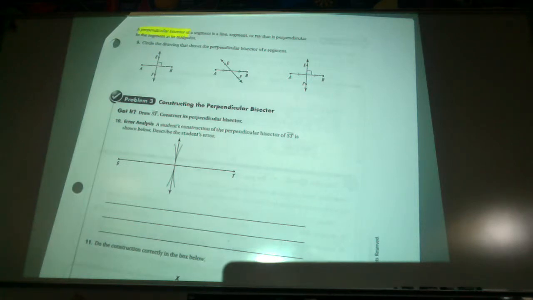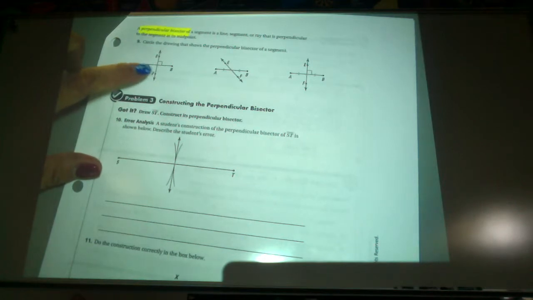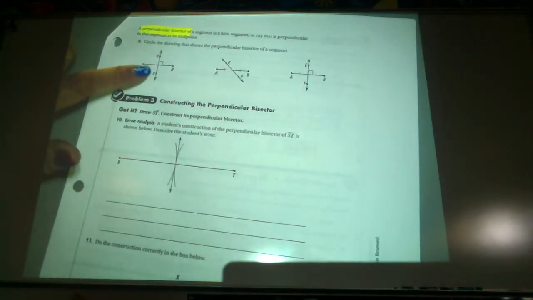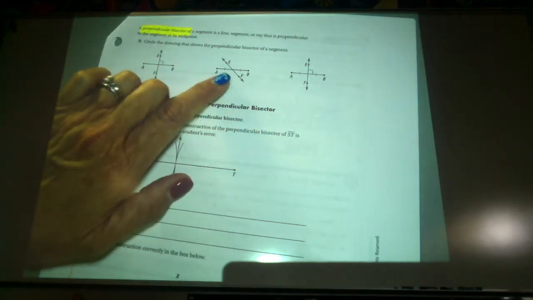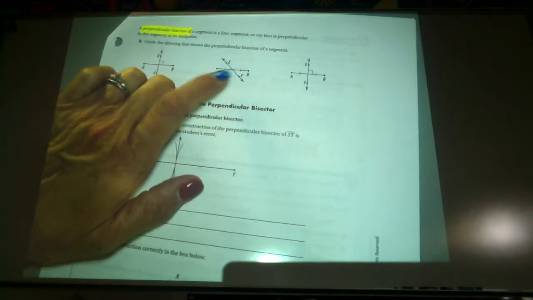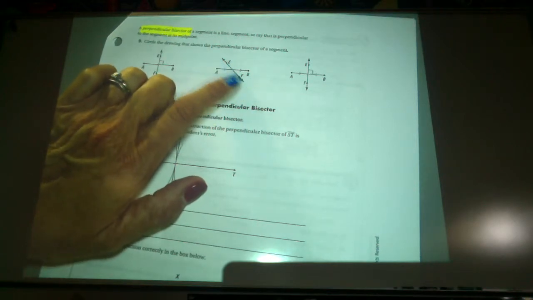So how long is that? Hard to tell. This one is perpendicular, but we have no tick marks showing that from A to the bisector and from the bisector to B are equal. So we cannot assume that those pieces are equal. So not that one. This one bisected the segment AB, but EF is definitely not at a 90-degree angle to AB, so not this one.